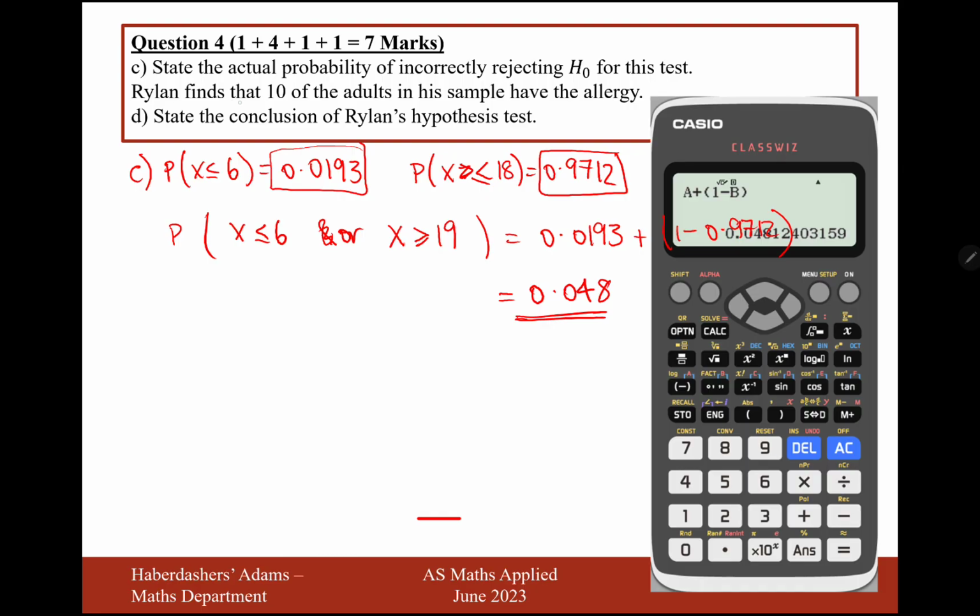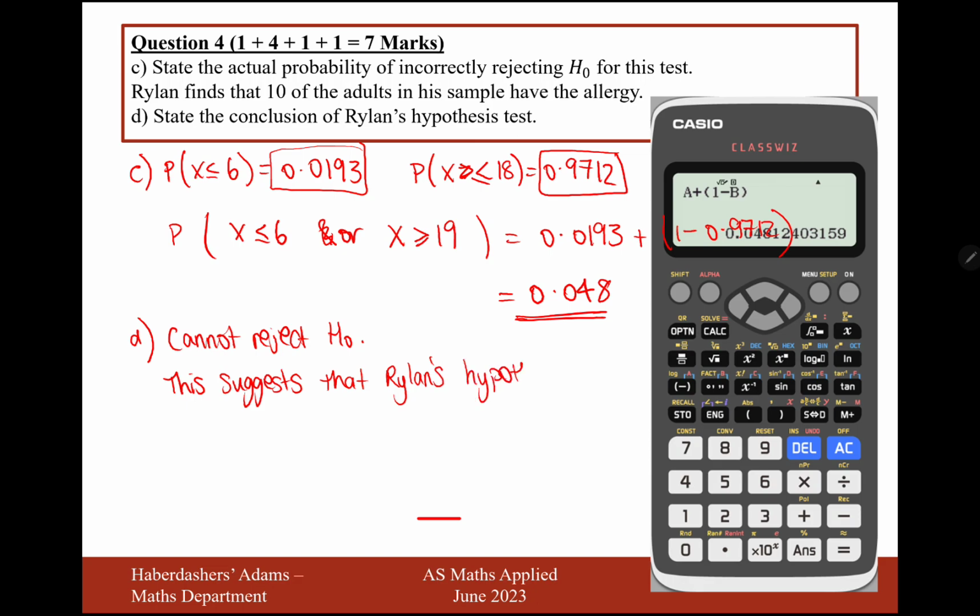In the last part here, Ryan finds that 10 adults in his sample have the allergy. State a conclusion for Ryan's hypothesis. Well, 10 is not in this region. 6 and below, or 19 and above, would be in the region where we reject H0. So in this case, we cannot reject H0. This suggests that Ryan's hypothesis is incorrect.